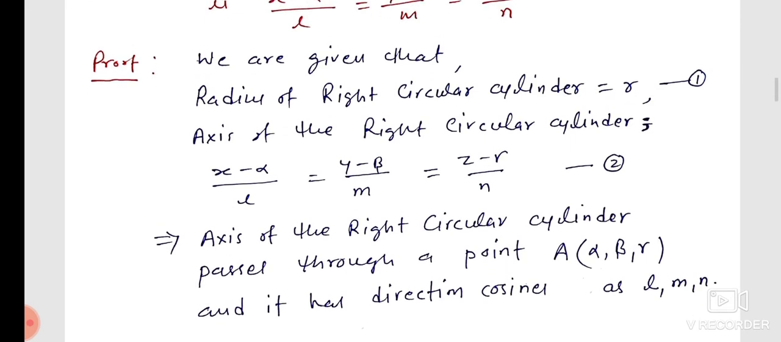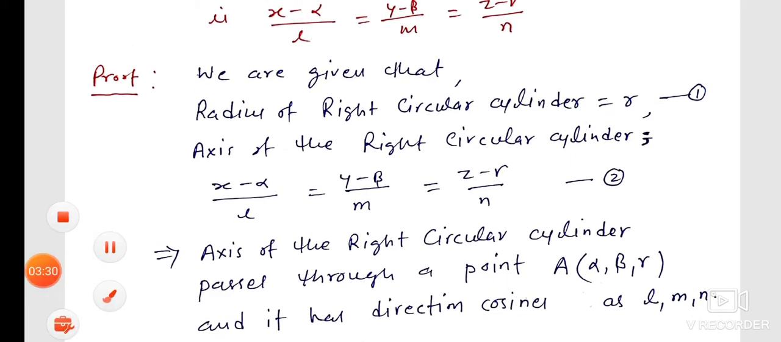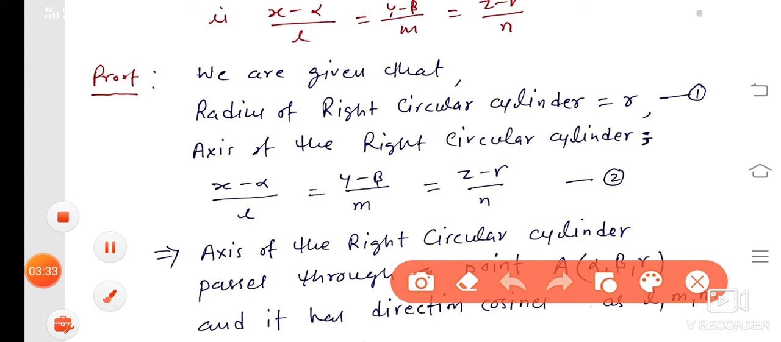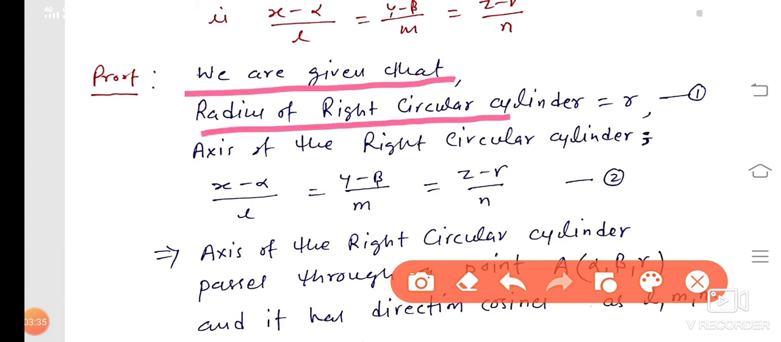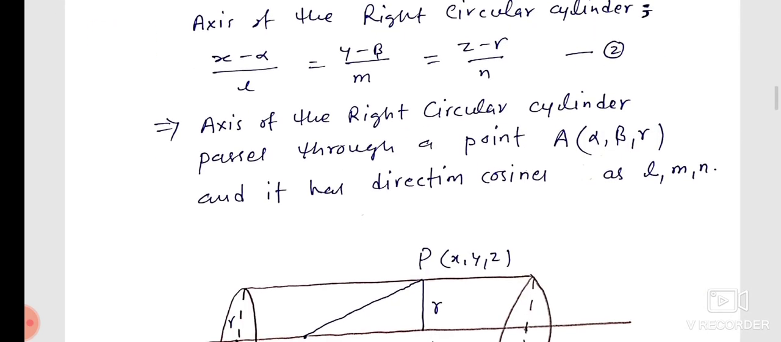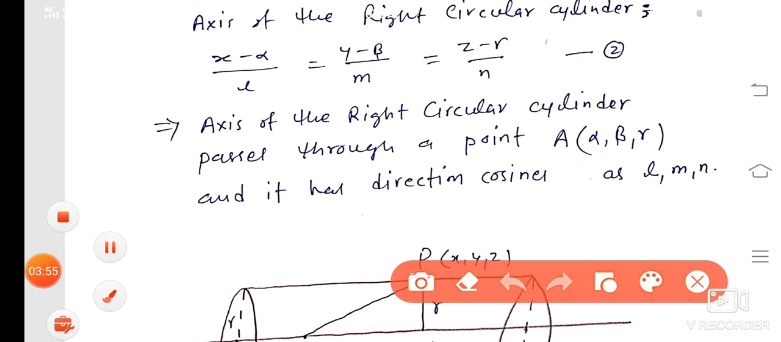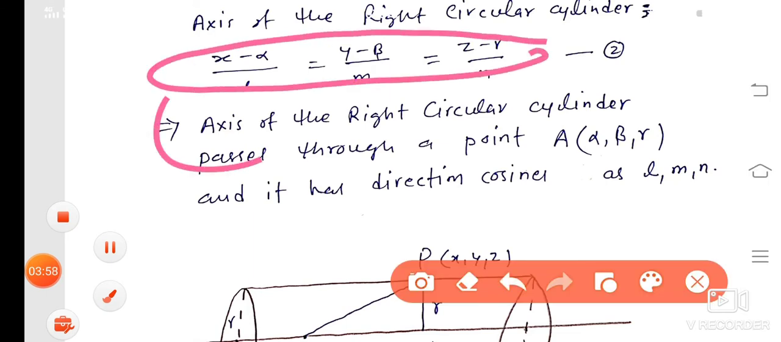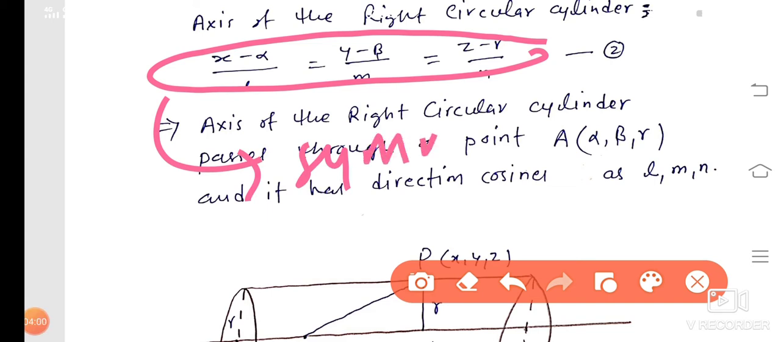So in the proof, first of all we will write what is given. We are given that the radius of the right circular cylinder is small r, that is equation number 1. And the second thing is the axis of the right circular cylinder, given as (x minus alpha)/l = (y minus beta)/m = (z minus gamma)/n, that is equation number 2. Now students, it is important to see that if any line is given in this form, it is known as the symmetric form of the line.